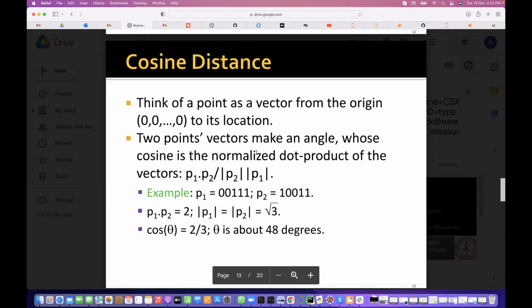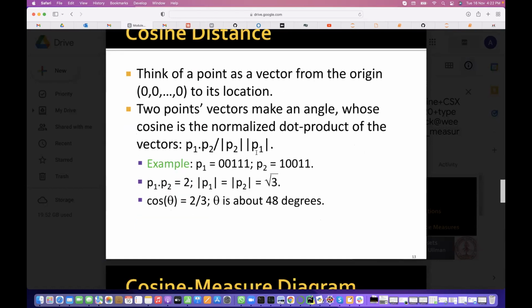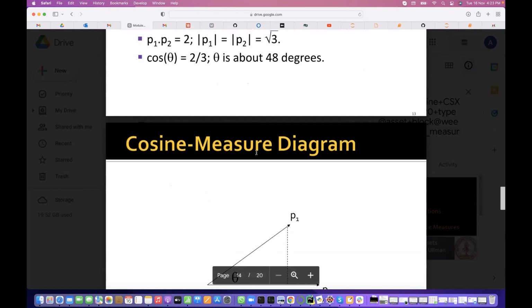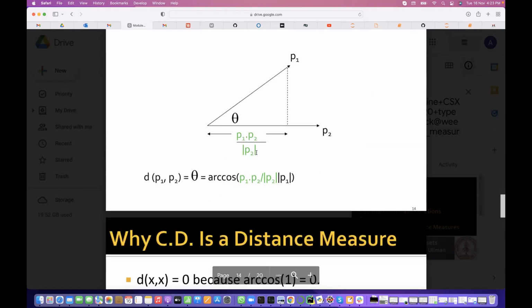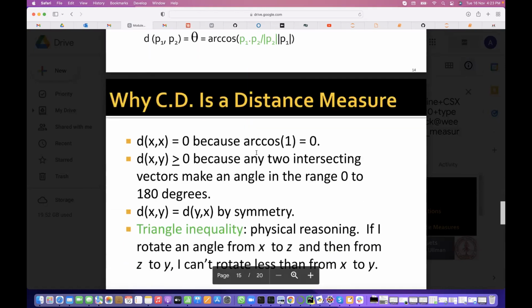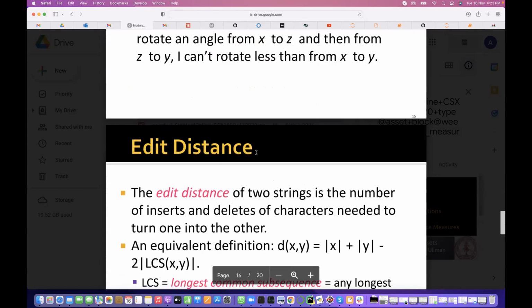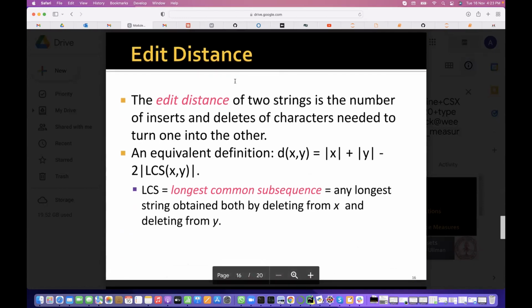So cosine distance: you know that A dot B equals |A||B| cos theta, so cos theta equals A dot B by |A||B|. That is cosine distance, which we discussed already in data mining. The cosine measure diagram also proves that cosine distance is a measure. So even edit distance also satisfies those 4 properties.